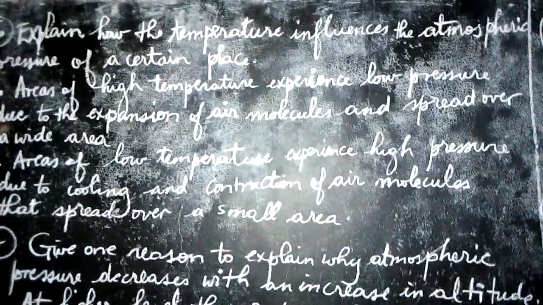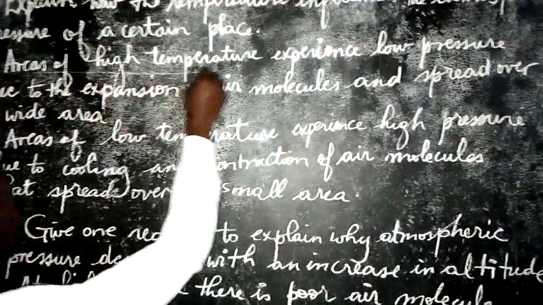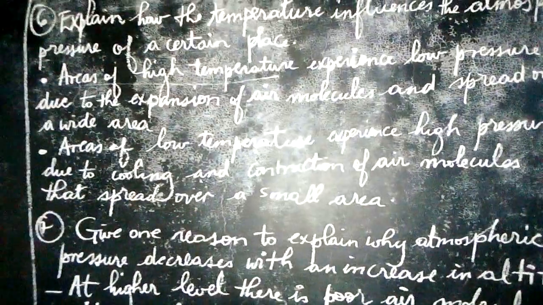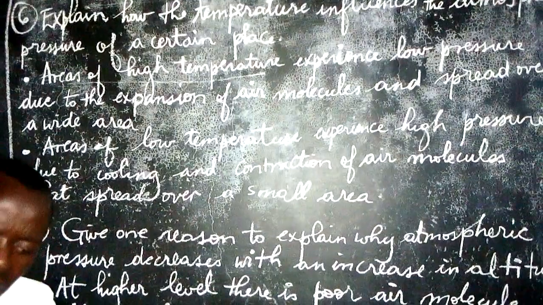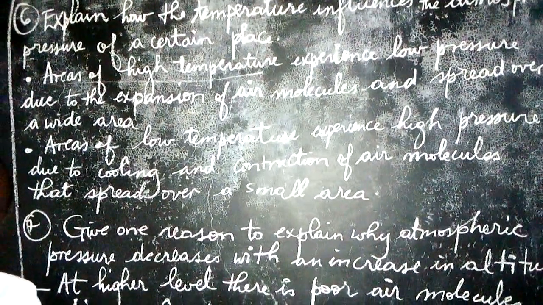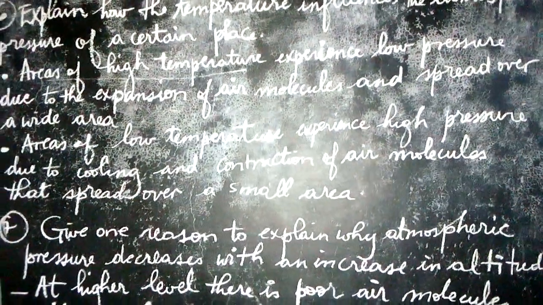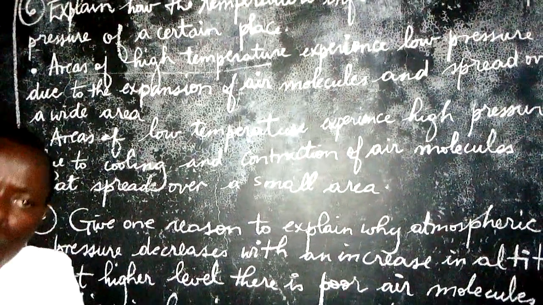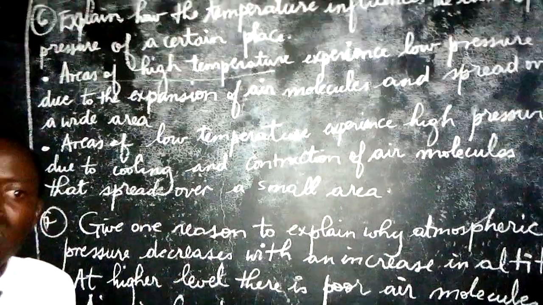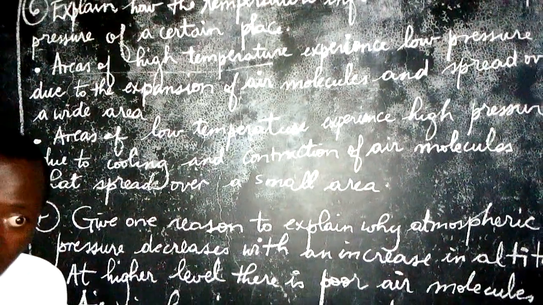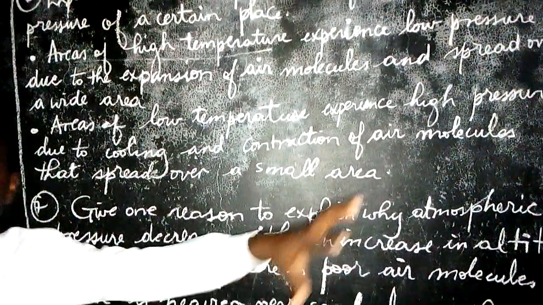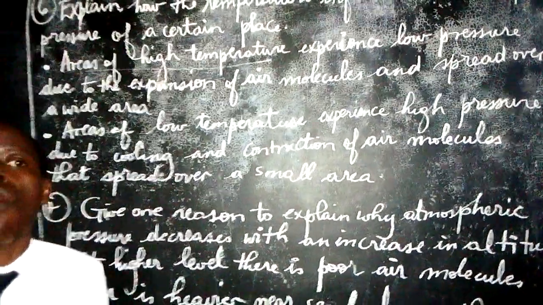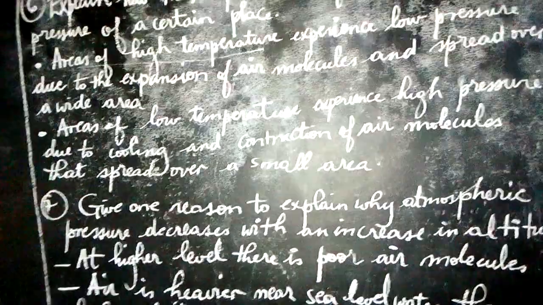Let's start here. The areas of high temperature experience low pressure. It means if a place has high temperature, we shall experience low pressure. Why? Because of the expansion of the air molecules. The air molecules are expanded. When they expand, they cover a very large surface. That's why its pressure may fall or decrease.